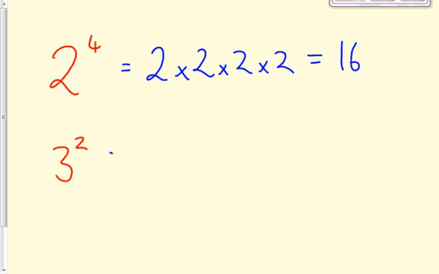Okay? Now the next question is 3 squared. So 3 squared means 3 times 3. So 3 times by itself twice. Okay, so 3 times 3 is 9.